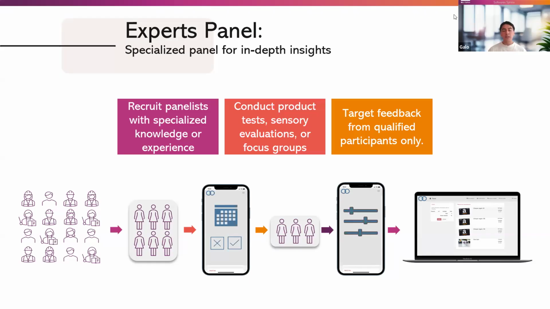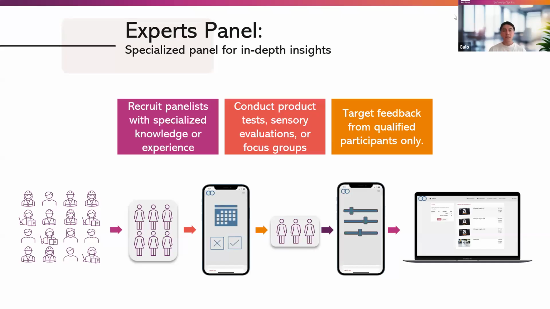So here the logic works as follows. First, you are going to recruit panelists with specialized knowledge or experience. After that, you are going to conduct product testing, sensory evaluations, or focus groups. And after conducting all of this, you are targeting feedback from qualified participants only.